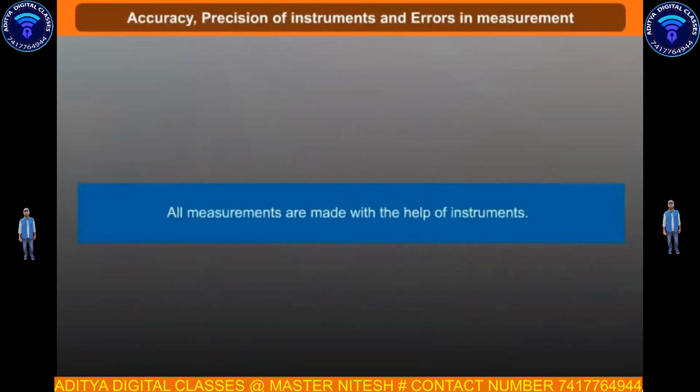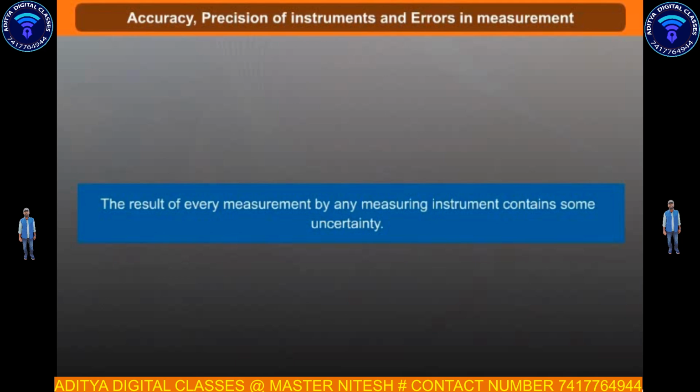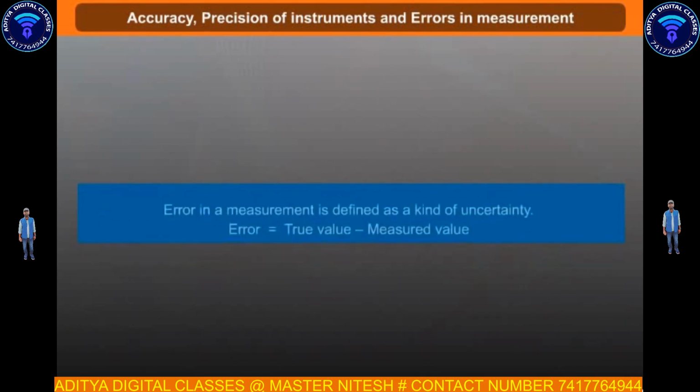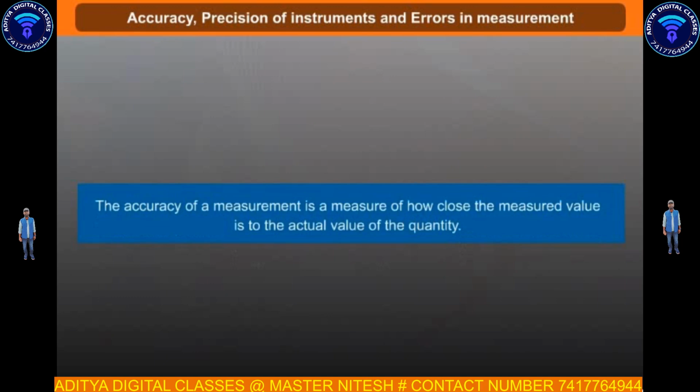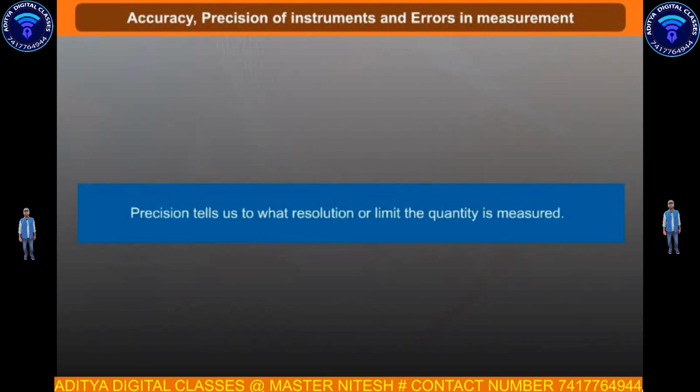All measurements are made with the help of instruments. The result of every measurement by any measuring instrument contains some uncertainty. Error in a measurement is defined as a kind of uncertainty. Error is equal to true value minus measured value. The accuracy of a measurement is a measure of how close the measured value is to the actual value of the quantity. Precision tells us to what resolution or limit the quantity is measured.